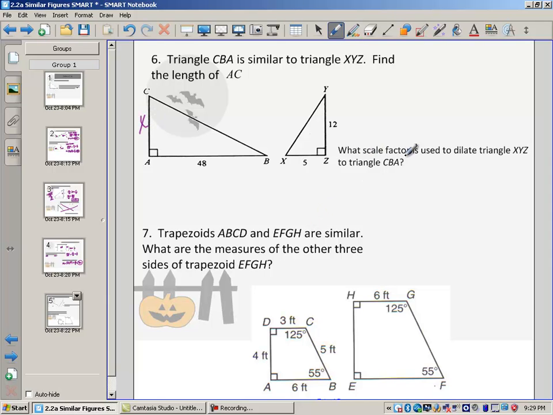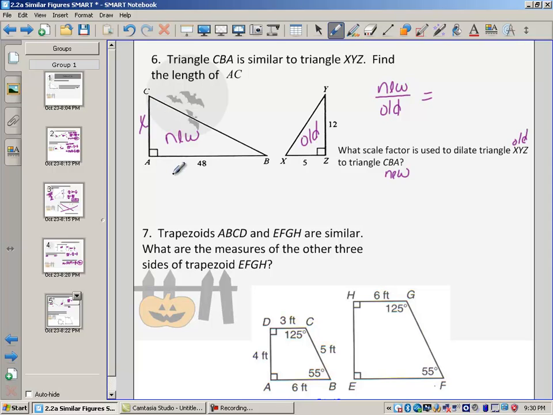Question 1 asks what scale factor is used to dilate XYZ to CBA. The way this is written, this CBA is our new, XYZ is the old, because we're going from XYZ to CBA. Now if you look at your picture, XYZ is this small one, this one's the old, and this one is the new. And we got that from reading the words. XYZ to CBA makes CBA the new one. So to find scale factor, new over old.